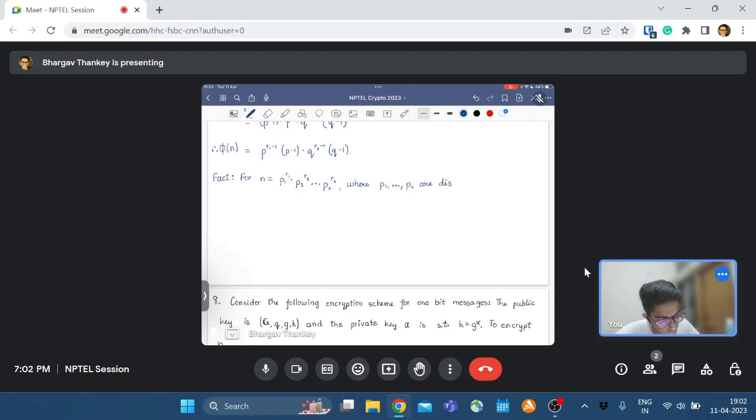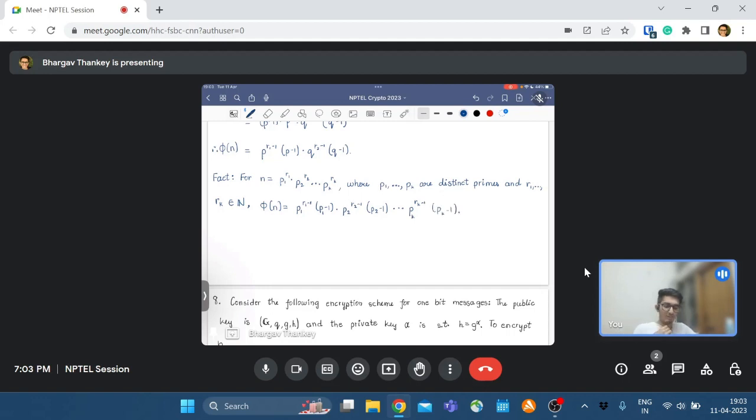Distinct primes p1 to pk with exponents r1 to rk in n, phi of n is p1 to the r1 minus 1 times p1 minus 1, times p2 to the r2 minus 1 times p2 minus 1, and so on, times pk to the rk minus 1 times pk minus 1.